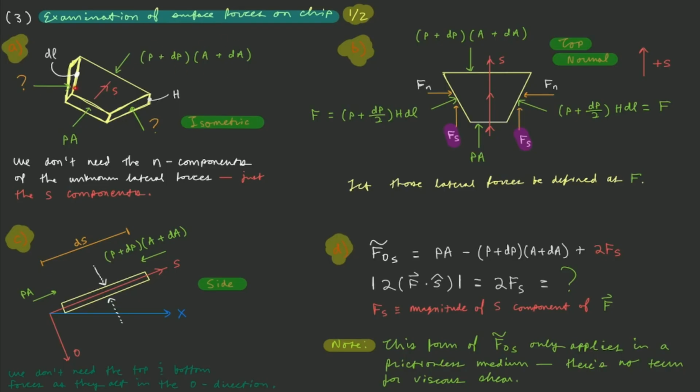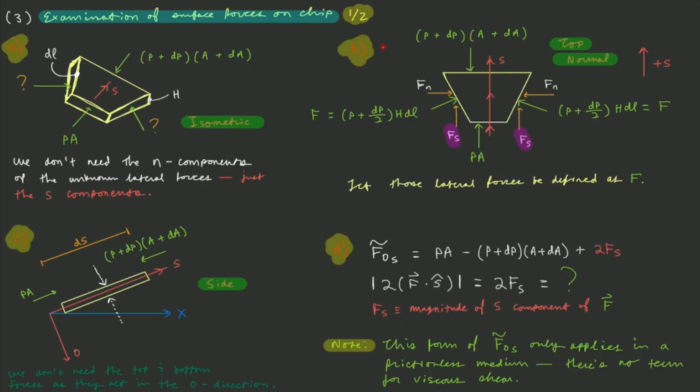Now, we're also going to have pressure forces on these lateral faces. Because this chip is expanding and pressure acts orthogonally to a planar surface, we're going to have effectively an S component of the pressure force, and an N component of the pressure force. We don't need the N components of the lateral forces because we're only dealing with Newton's second law in the S direction. So we just need the S components.